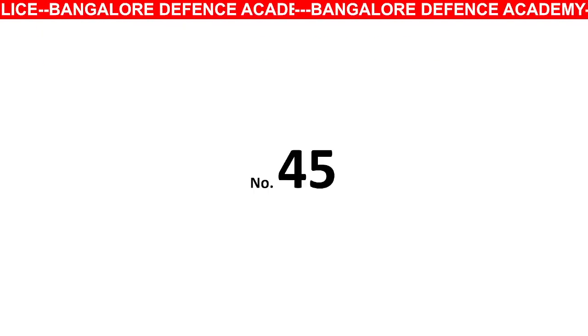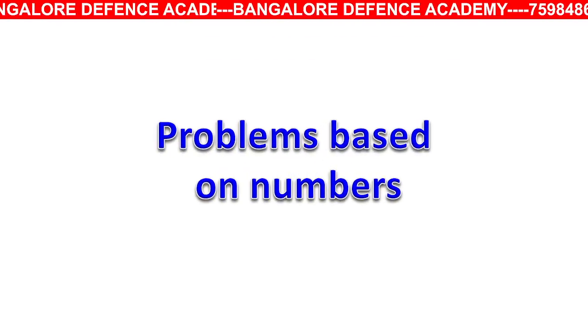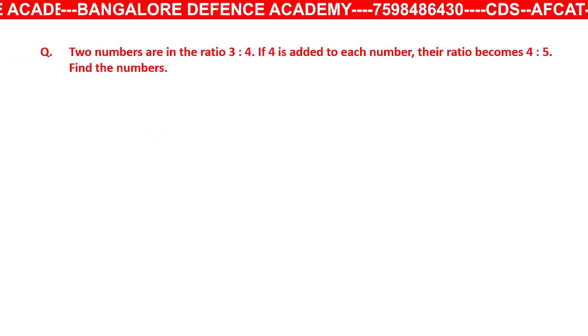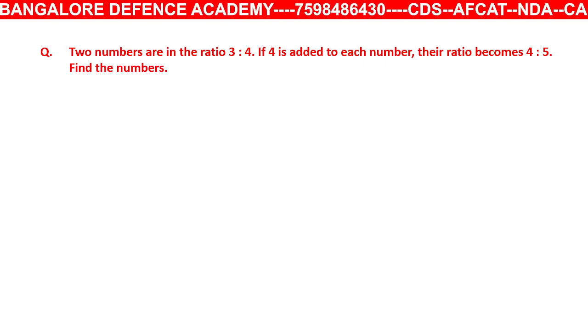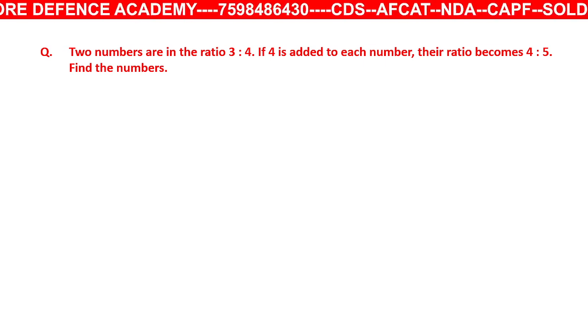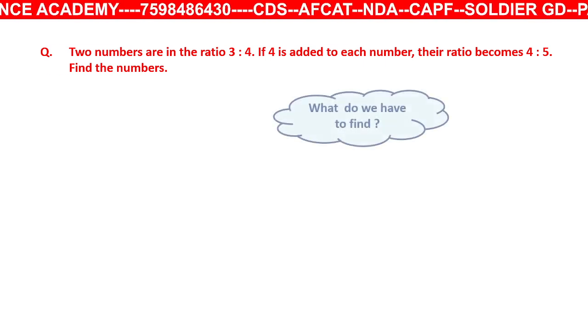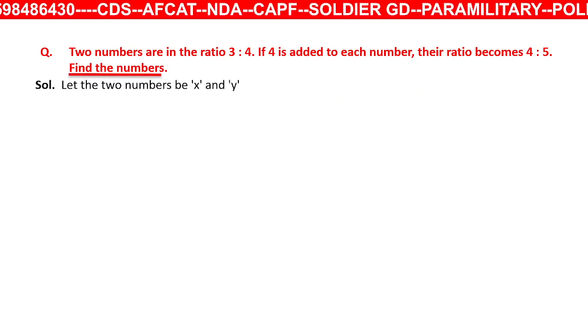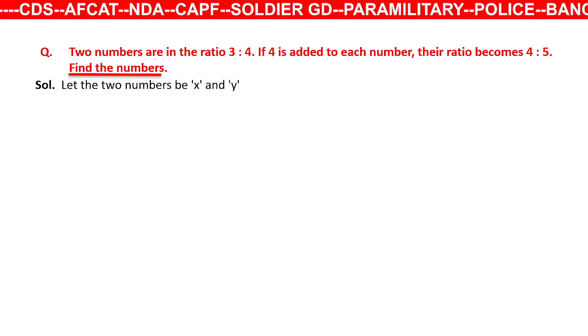That's easy. We'll move on to the next question. So here you have two numbers in the ratio 3:4. If 4 is added to each number, the ratio becomes 4:5. Find the numbers. Okay, so now what do we have here? Here we have the ratio 3:4. Let the two numbers be x and y.